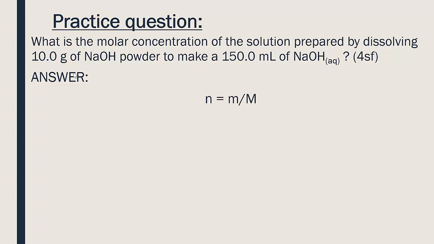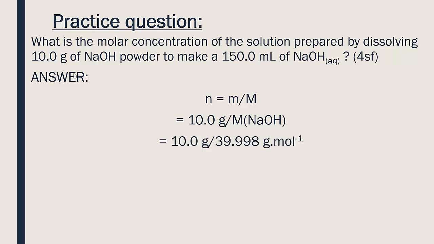So using our n equals m on molar mass, first we need to know how many moles are in that 10 grams, sorry, to know what the concentration is going to be. So first we say, okay, we're going to do the mass of sodium hydroxide powder divided by the molar mass. Mass is 10 grams, the molar mass is 39.998 grams per mole, and so that means that we've got 0.250 moles of sodium hydroxide powder that we're putting into that solution.